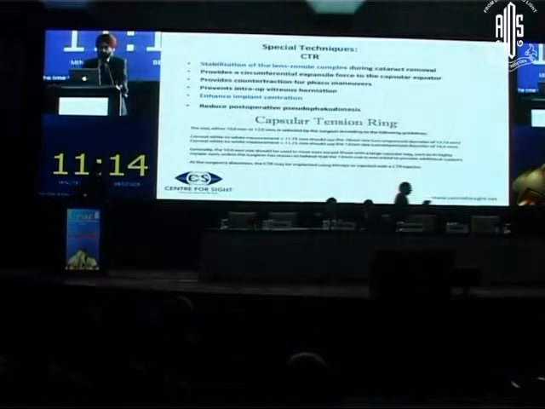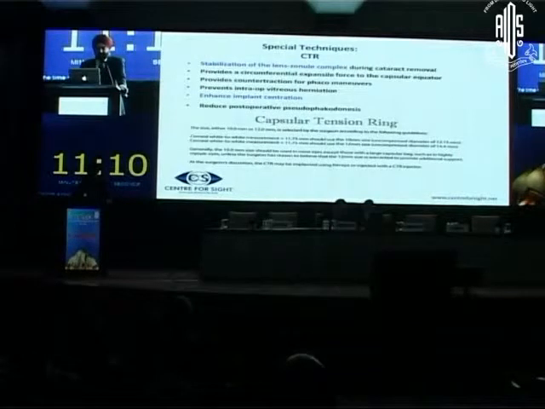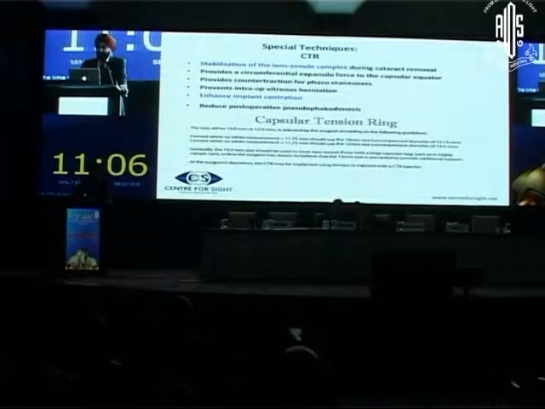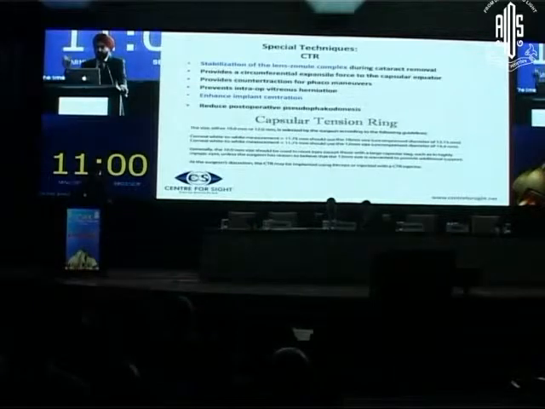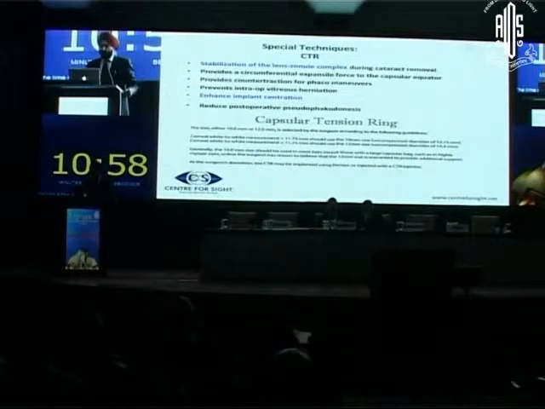Now, the CTR is also known as the capsular tension ring. The sizes could be between 10 millimeters to 12 millimeters and are decided by the surgeon according to the corneal white to white measurement. And depending upon the corneal white to white measurement, you would go in for a smaller or a larger ring.